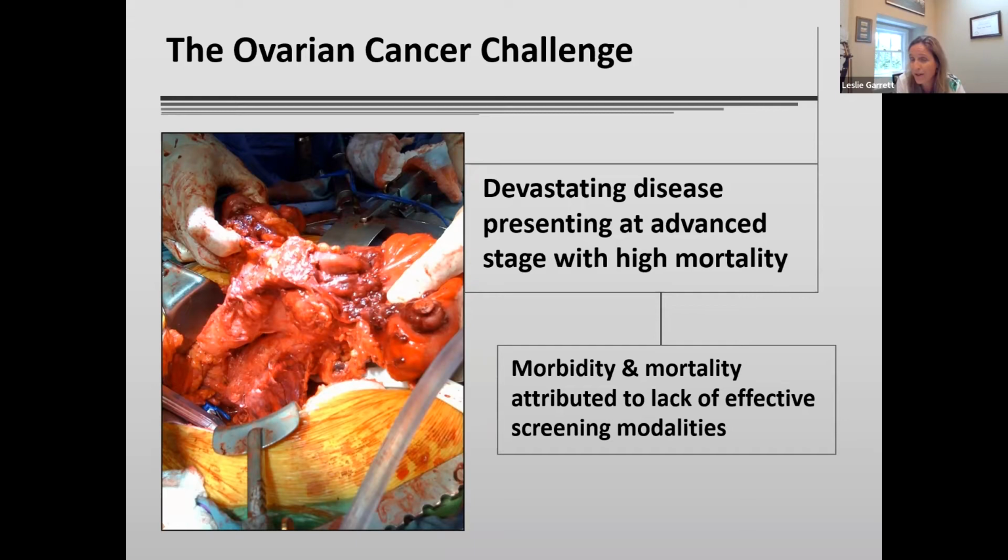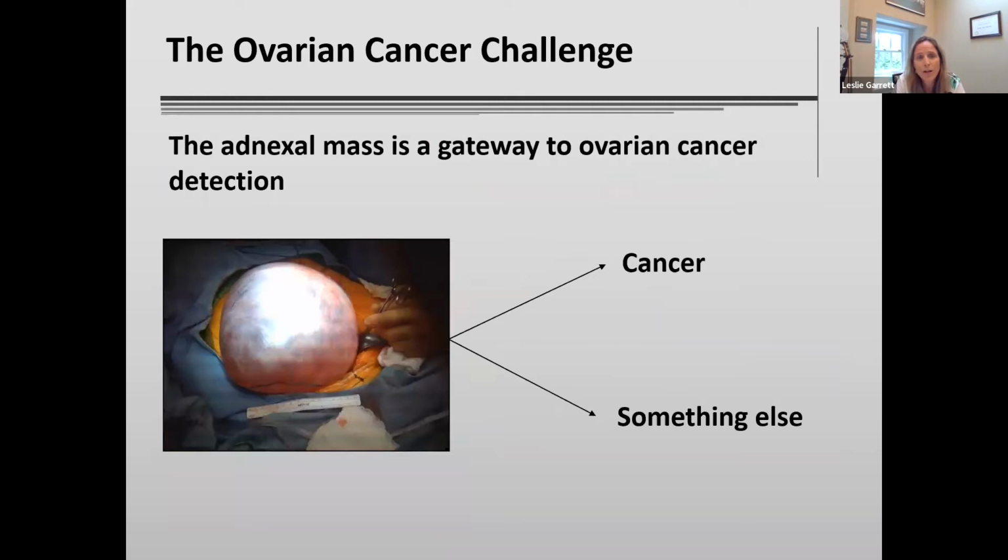ovarian cancer happens. But often ovarian cancer happens in women where they were blindsided. There were no warnings. There were no risk factors. And so that strategy obviously doesn't work for everyone either. So we think that the adnexal mass is the gateway to ovarian cancer. And so when we have a patient who has a mass on their ovary, the first thing they're going to want to know when you tell them there's something is, is it cancer or is it something else?